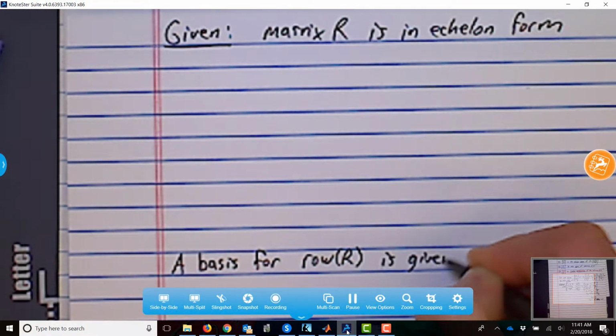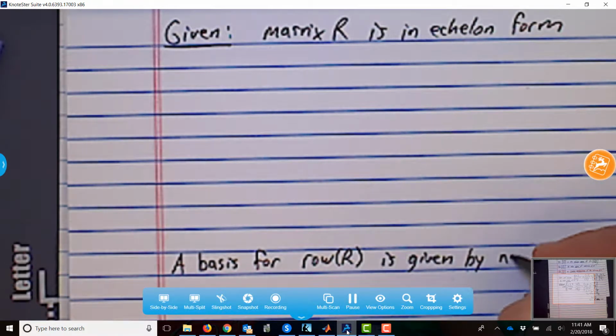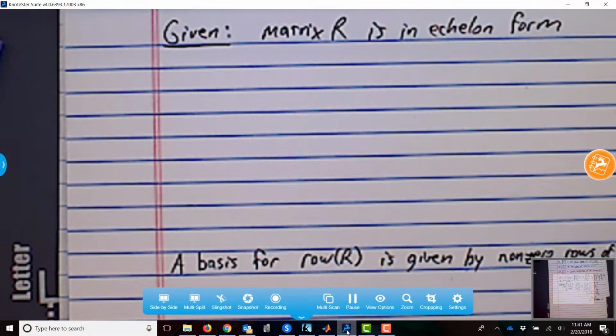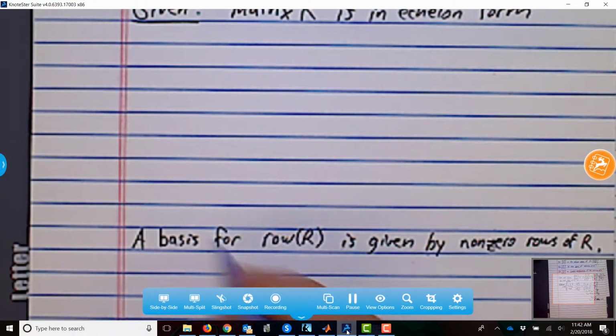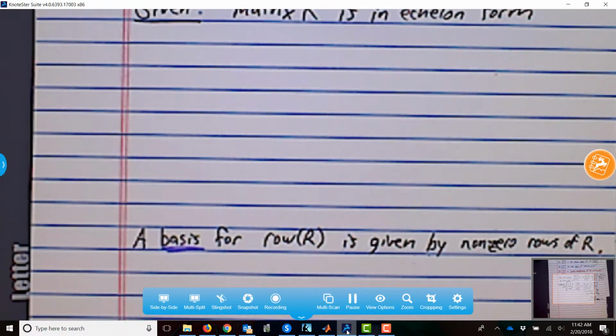given by the non-zero rows of R. Now, how do you show that the non-zero rows of R are a basis? This is what I call kind of unpacking. That's the vocabulary word you need.